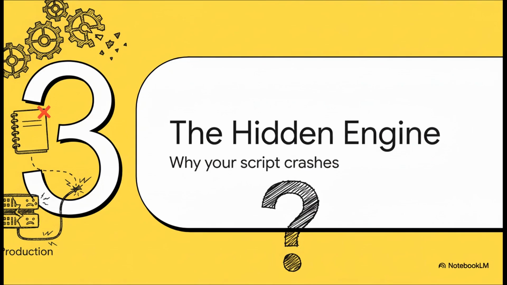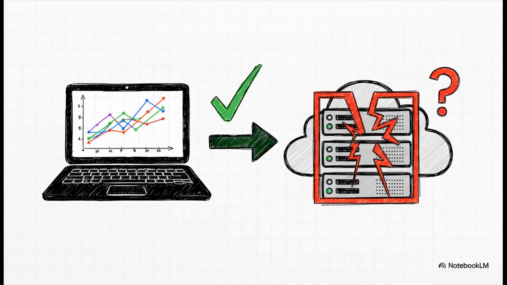Okay, so we've covered the objects and the two ways to code. But there's one more layer we have to peel back. It's kind of hidden deep down, and it's the source of one of the most common and infuriating problems you'll face when you try to take your beautiful notebook code and run it somewhere else, like on a server. You know the feeling, right?